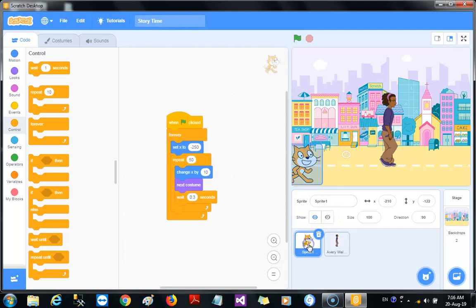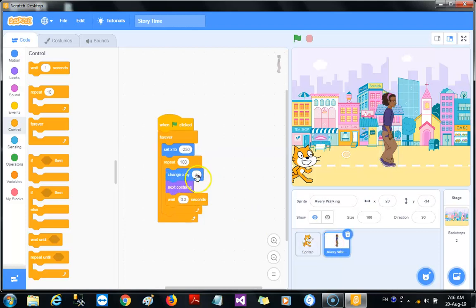If you look at the code for the cat, you would see that the cat still covers 500 coordinate points on the x-axis, but he does it 10 steps at a time in a repeat loop. He does it 50 times. So changing x by 10 makes the cat faster. Now let's look at Avery's speed. Avery moves 5 points at a time on the x-axis, and she does it 100 times.